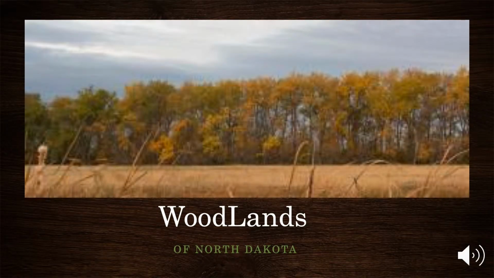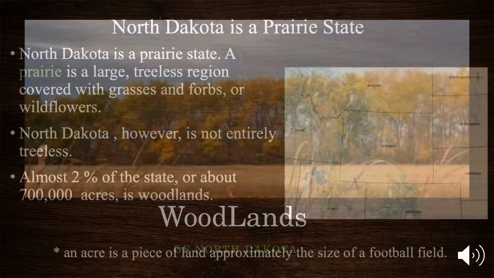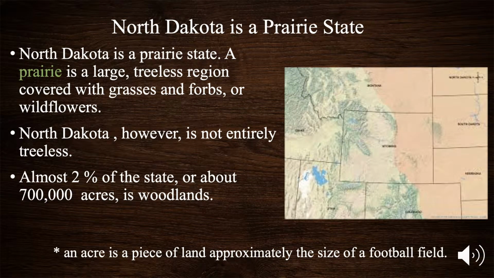Woodlands of North Dakota. North Dakota is a prairie state. A prairie is a large treeless region covered with grasses and forbs, or wildflowers. North Dakota, however, is not entirely treeless.